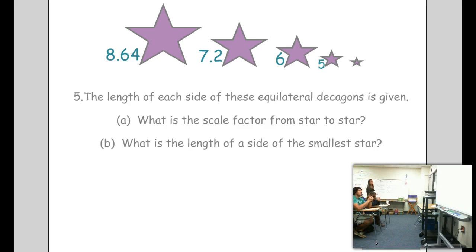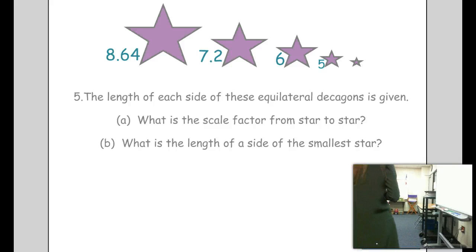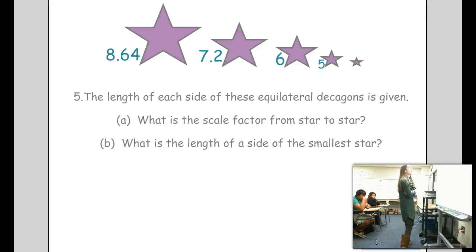All right. Look at these stars. What's happening? They're shrinking. My kids were just watching Despicable Me, so it's like he's using his little shrink gun and shrinking the moon. Shrinking the stars. Okay, so these are decagons technically because there's 10 sides, so these are decagons, not stars. What is the scale factor from star to star?